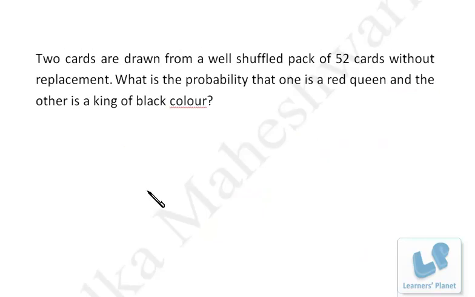Now friends, let's see this question. Two cards are drawn from a well shuffled pack of 52 cards without replacement. What is the probability that one is a red queen and the other is a king of black color? Now that's two without replacement. Now we have to choose two cards from 52 cards. So in all the total possible cases will be 52C2, right?